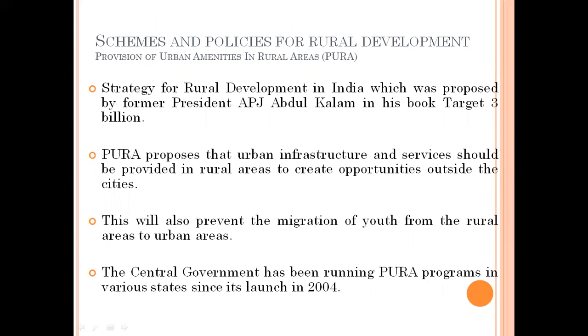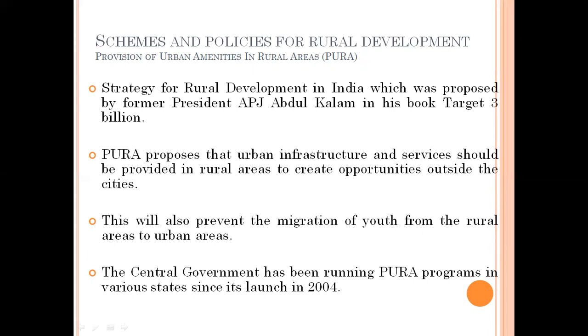Next is provision of urban amenities in rural areas. PURA is the name of this scheme. The concept was given by former President Dr. APJ Abdul Kalam, and it proposed that urban infrastructure and services be provided in the rural hubs to create economic opportunities outside the cities.